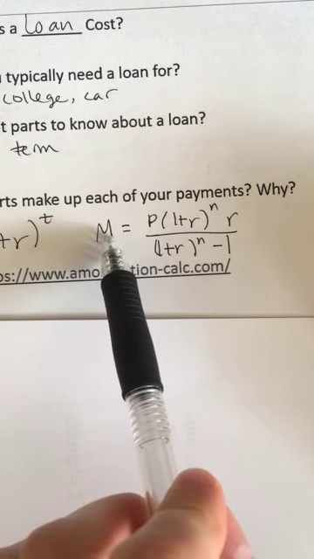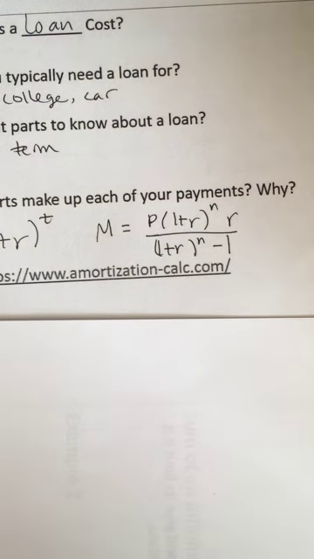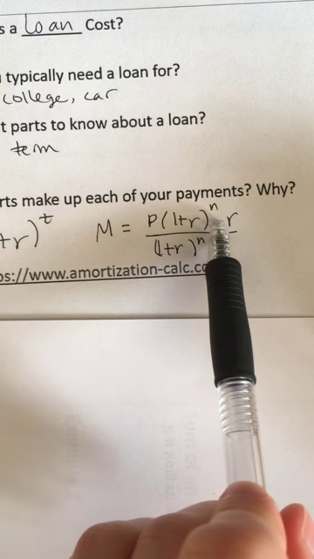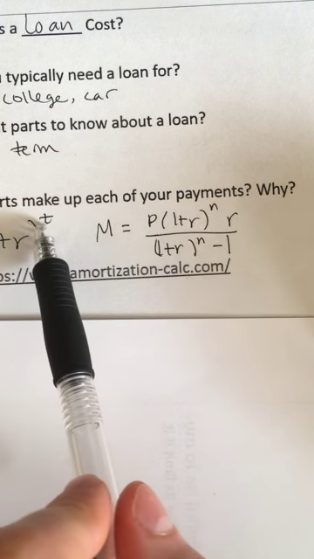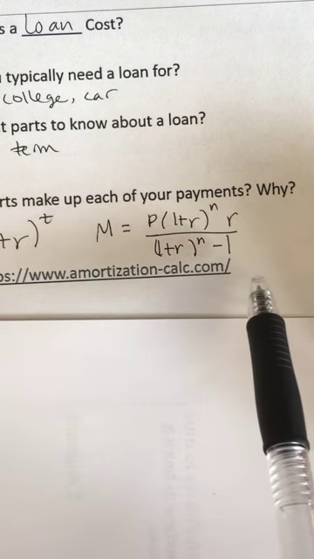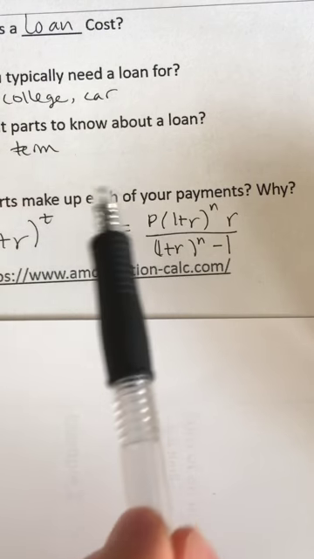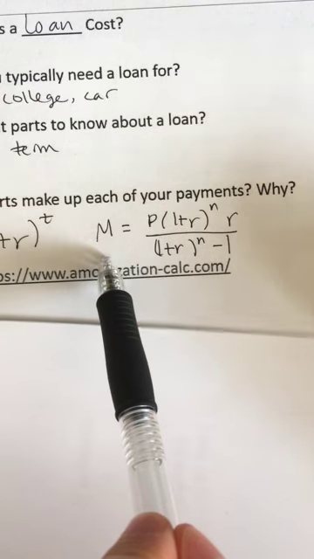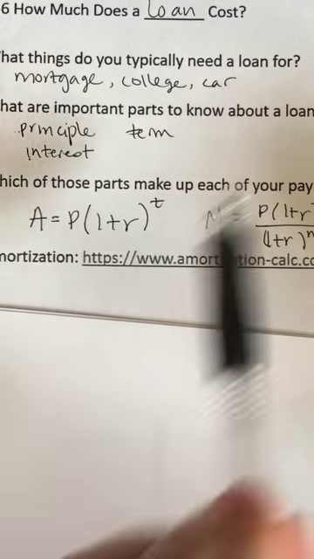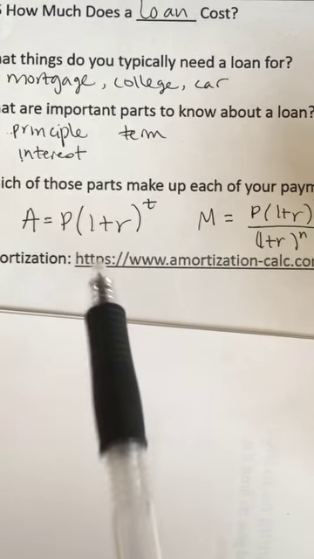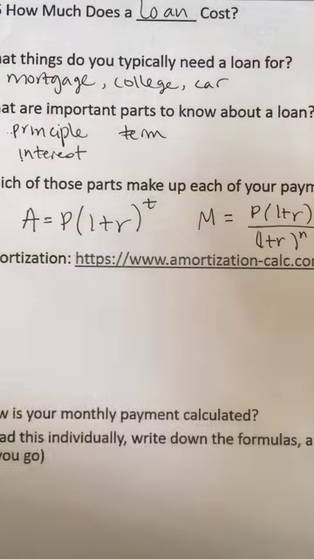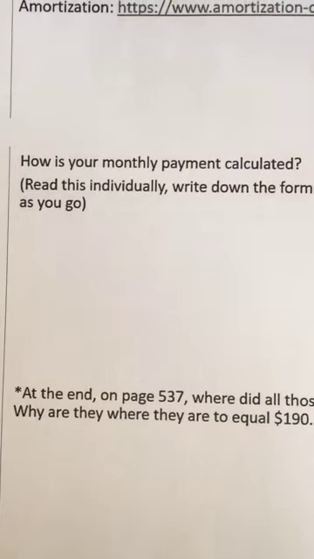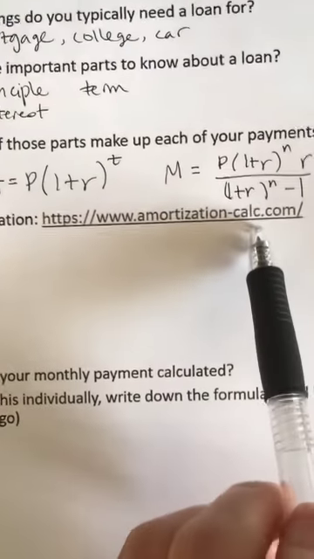M stands for your monthly payment of your mortgage, car loan, college loan, whatever. R is still your rate. N is the number of months. So N and T in this case are the exact same thing. Plug it all in and you get out your monthly payment. So this one is, at one month, what do you pay? This one is, over all the months that you've paid, what's the total that you've paid? All right, so how is your monthly payment calculated? Hey, that's the formula I just told you.